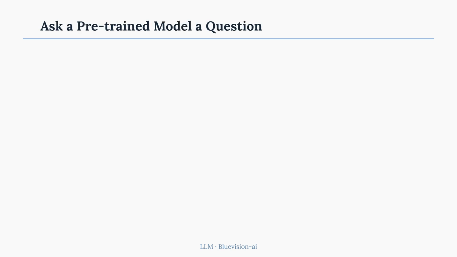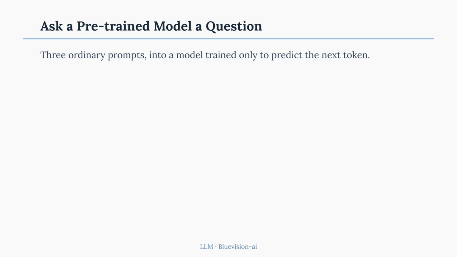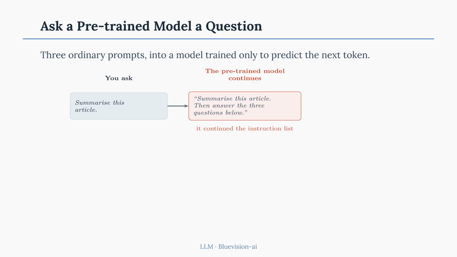I want you to see this before we talk about it in the abstract. 3 ordinary prompts into a model that's been trained on the whole web and trained on exactly one thing: predict the next token. You ask it to summarize an article. Look at what comes back. It doesn't summarize anything. It writes the next sentence of what looks like a homework sheet. Then answer the 3 questions below. It continued your instruction instead of following it.